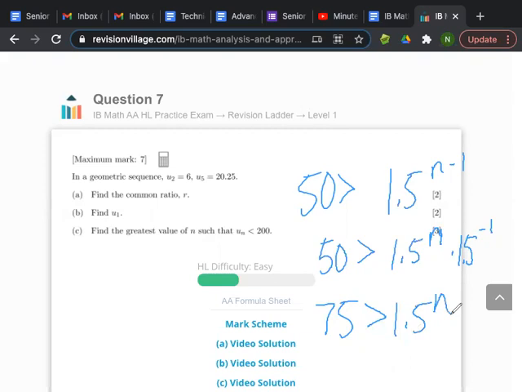Okay. So then you do log base 1.5 of 75 is equal to n. You would take the log of both sides. Well, 1.5 to the n, that's what pulls down the n, and then you solve it. So you just do log 75 divided by log 1.5 is equal to n.